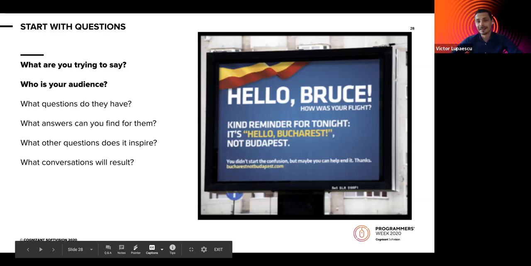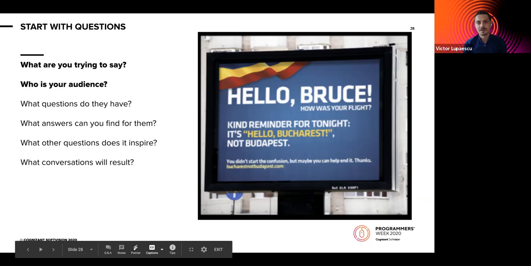A funny part here is that the famous confusion reached its peak when in 2012, there was the Europa League final in Bucharest, and about 400 Atletico Madrid fans went to Budapest instead of Bucharest. So again, it's something that you'll always have to keep in mind, even if you're creating a chart, creating a dashboard, or even speaking in front of someone, you have to know who your audience is.